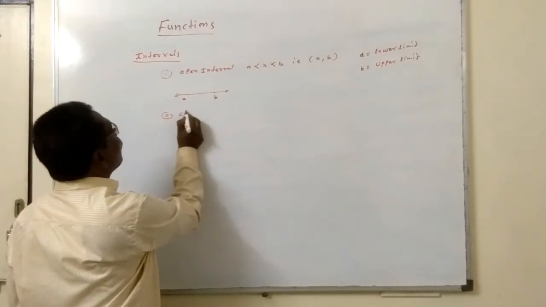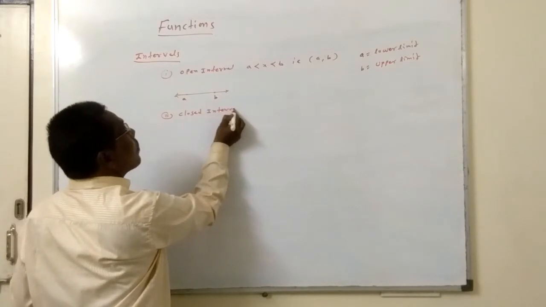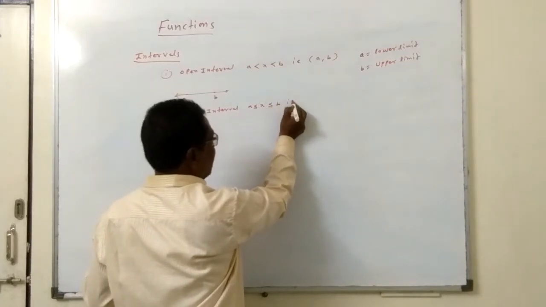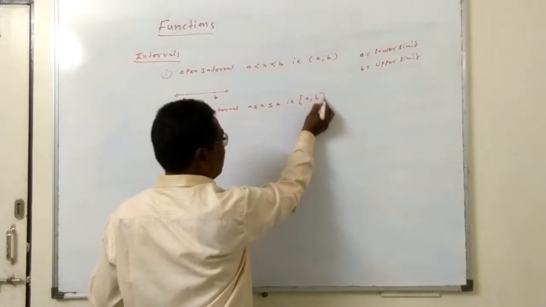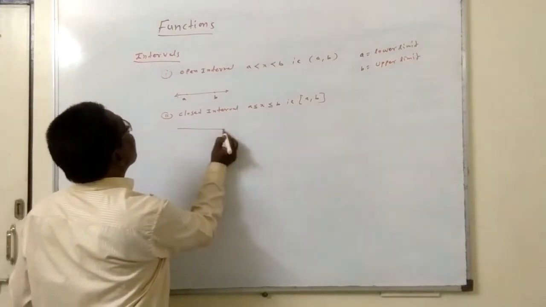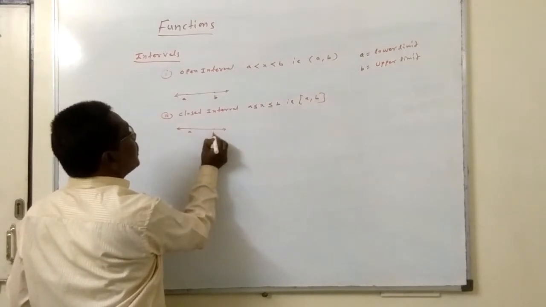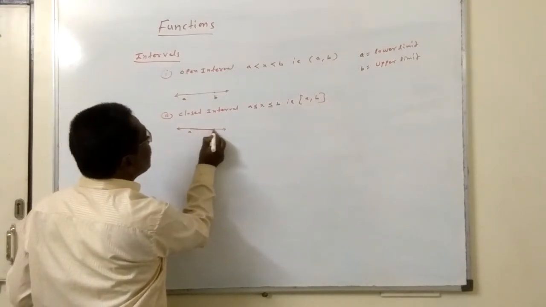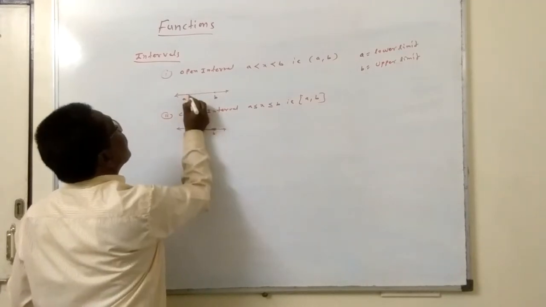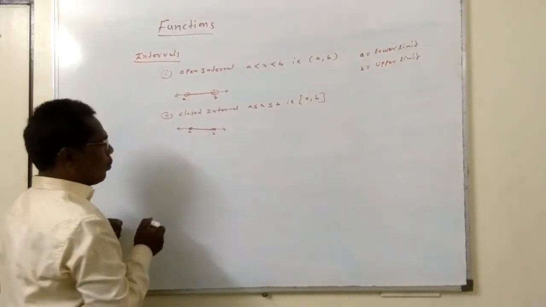Second interval is the closed interval. So a less than or equal to x less than or equal to b is written as square bracket [a, b]. Square bracket means the lower limit and upper limit are included. Suppose a is the lower limit and b is the upper limit. This complete set includes a and b also. The interval takes the values here, and values outside are not included.